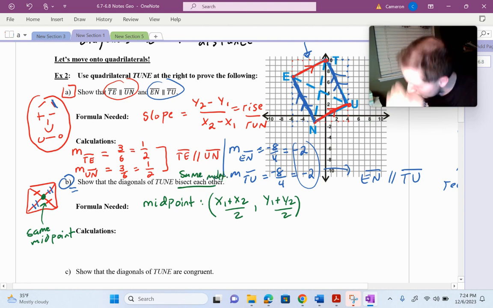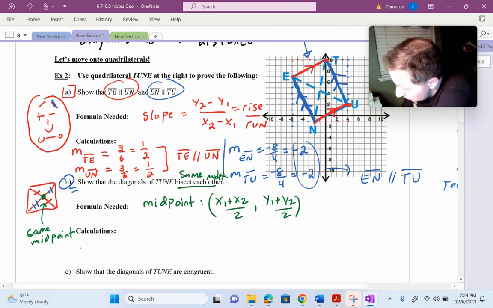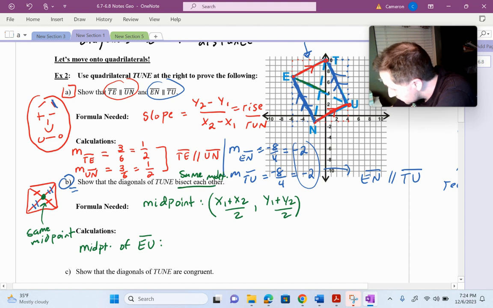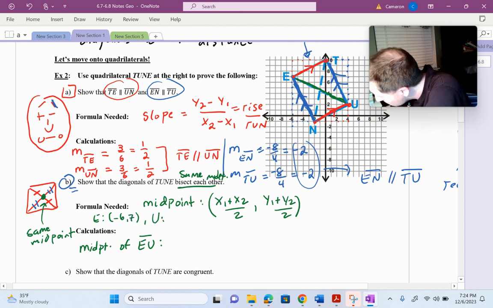midpoint. Okay, so I'm just going to calculate it twice. One of my diagonals is EU. So I'm first going to find the midpoint of EU. And so I'm going to highlight this in green. Here's EU. What are the coordinates of E? Let's see. E is at negative 6, 7. I'm just going to write these down so I have them. And U looks to be at 4, 2.